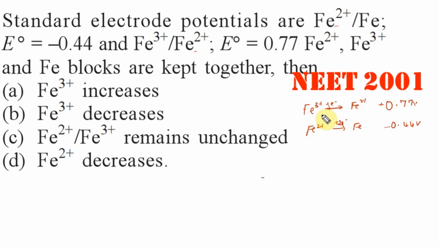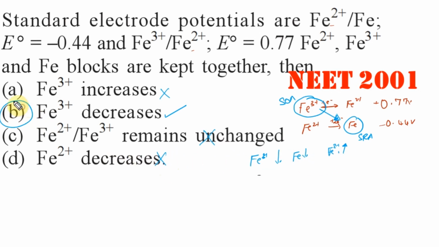If I keep these two, obviously you can see that the SOA will react with the SRA. So these two will react. So what happens right now is my Fe3+ will decrease. Fe2+ will increase and Fe will decrease. So I have Fe3+ decreasing, Fe decreasing to give you Fe2+ higher. So now this is increasing, not true. This is decreasing, that is true. The ratio of these two remains unchanged, impossible. This is decreasing, this is increasing. How can the ratio be unchanged? So this is also wrong. Fe2+ decreases, no, it increases. So that is your option.